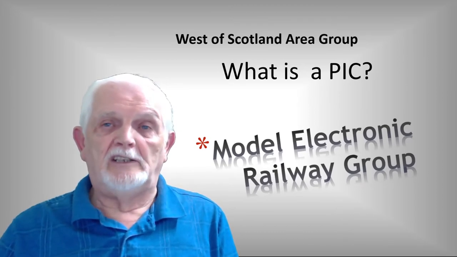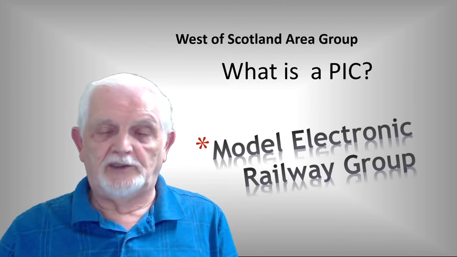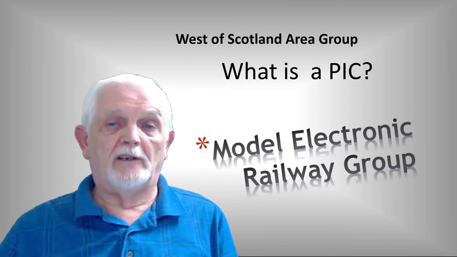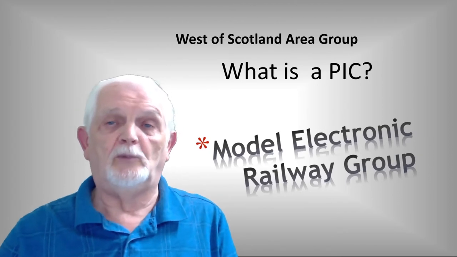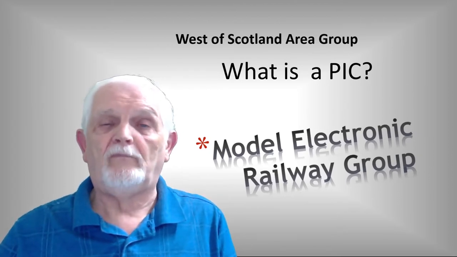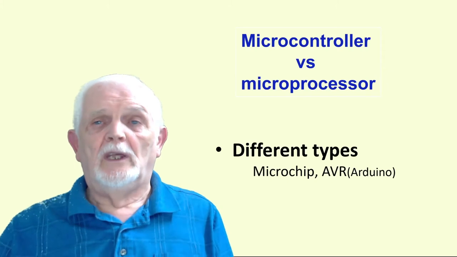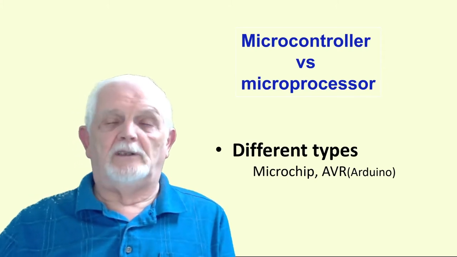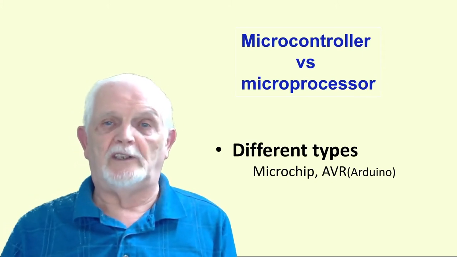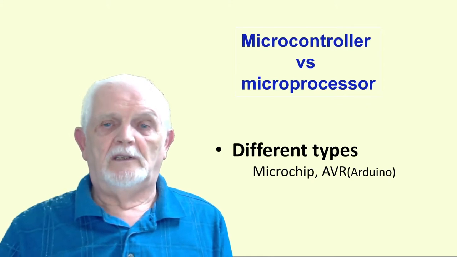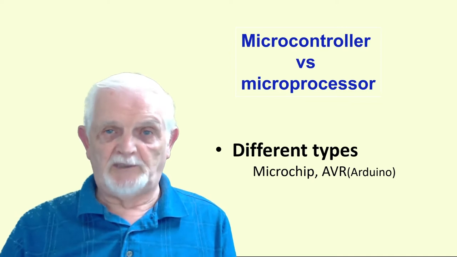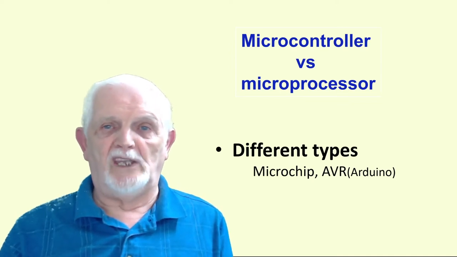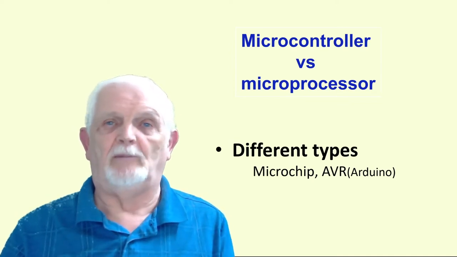They manufacture their own range of PIC chips. They also bought over Arduino, the AVR range that make all the Arduino chips. So, the first thing to say is that the PIC chips are microcontrollers. So I thought it might be worth spending a couple of minutes saying, what's the difference between a microcontroller and a microprocessor? Because they sound very similar.